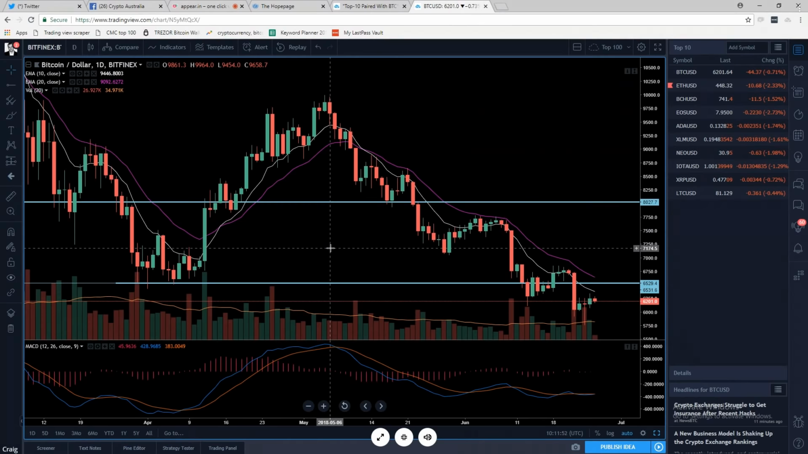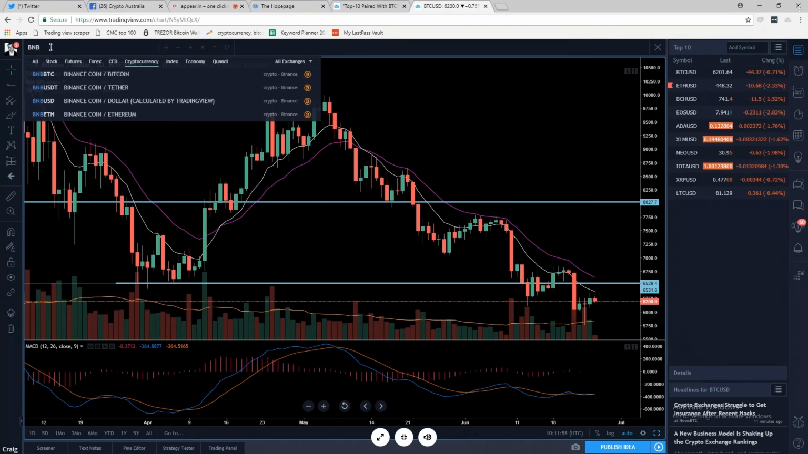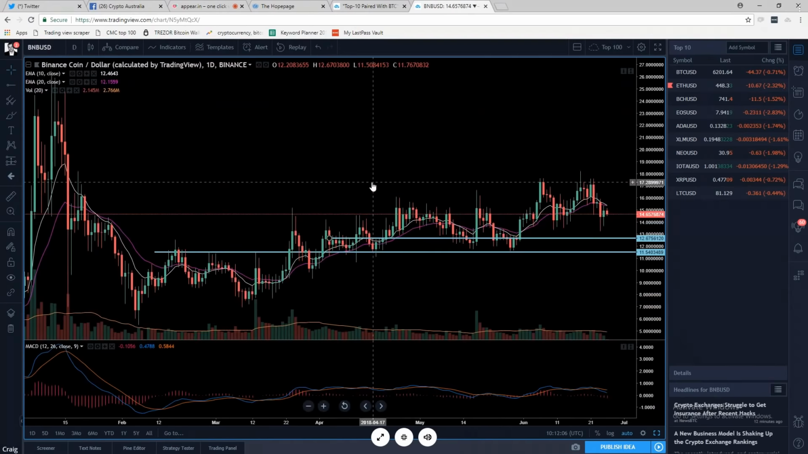Do you want to move on to Binance and show people an example of something that has been trading counter to the market trend? Sure. Let's have a look at it against... We want to look at Tether first, is that right? Or calculated dollar. Either way, they're both about the same anyway.